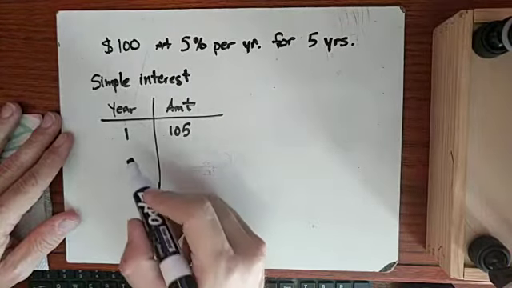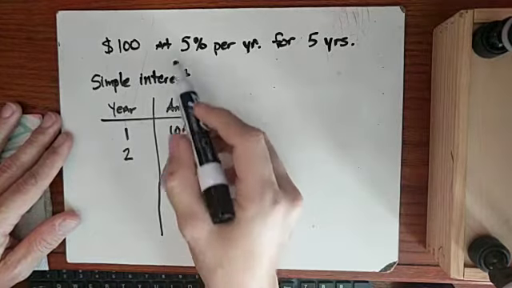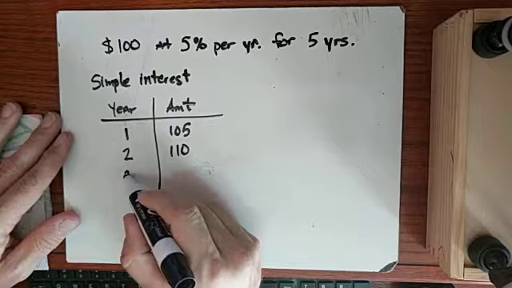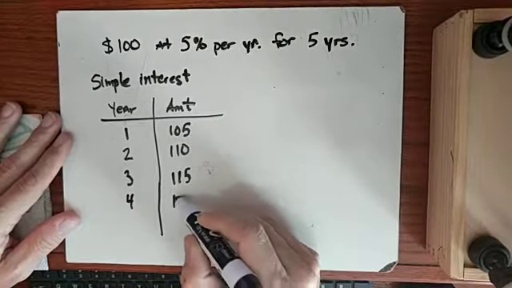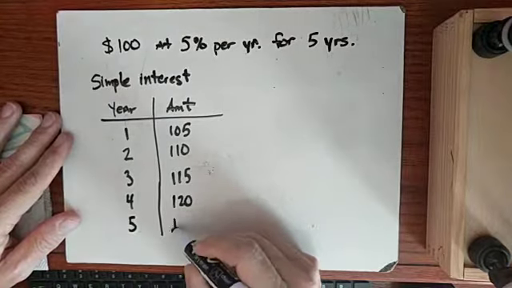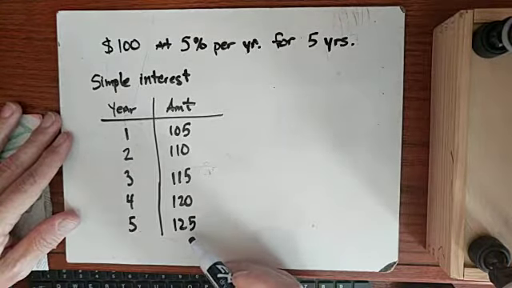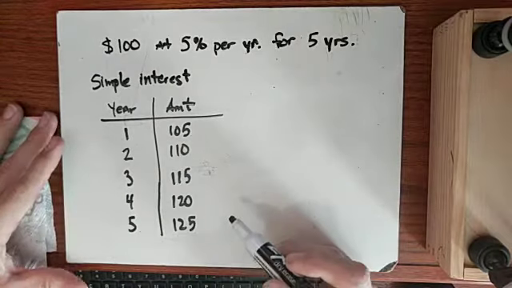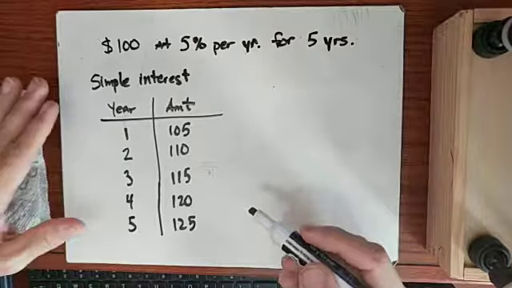Okay, so let's say that we go another year, we get another $5 because that's 5% of the original investment, and then we get another $5, another $5, another $5. So at the end of the 5 years, you've gotten $25 in interest, and you now have $125 in the bank. So how does this work out?